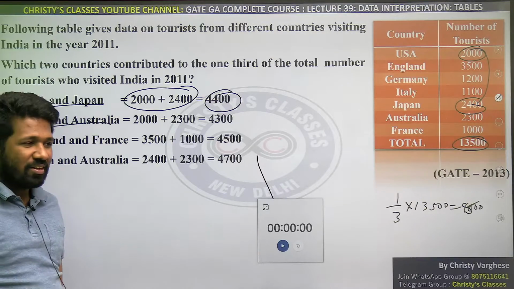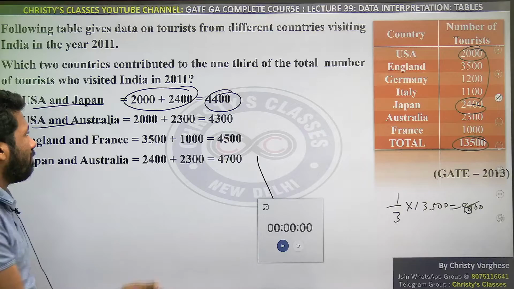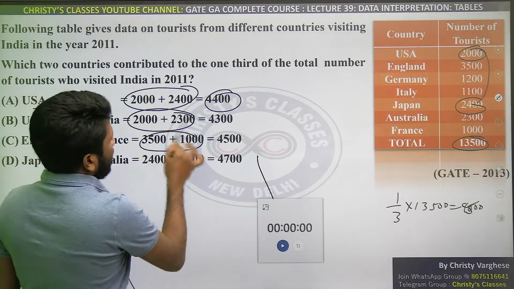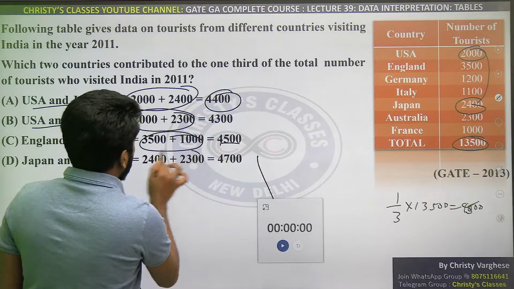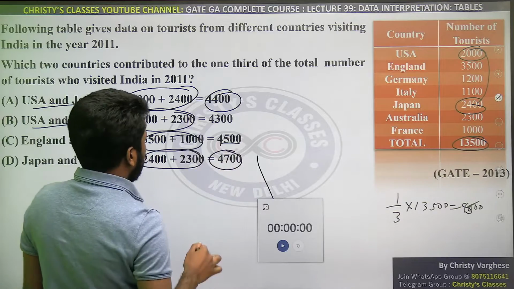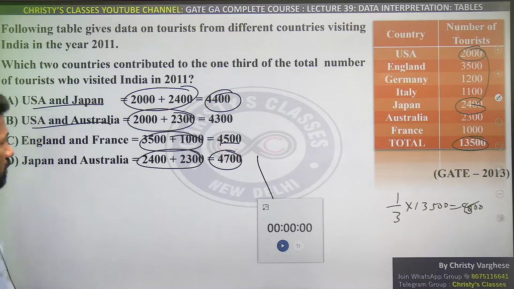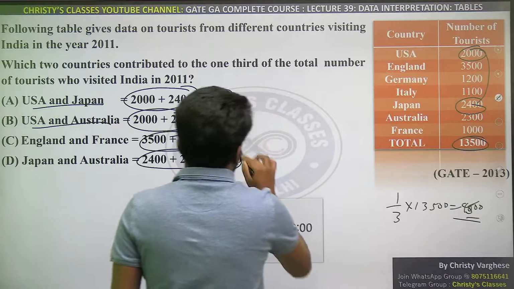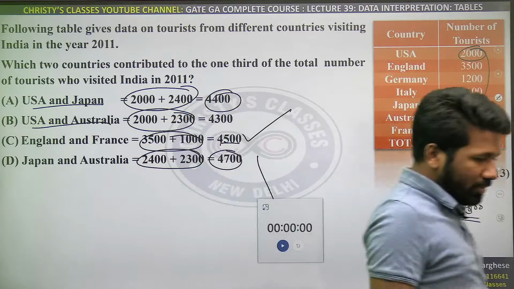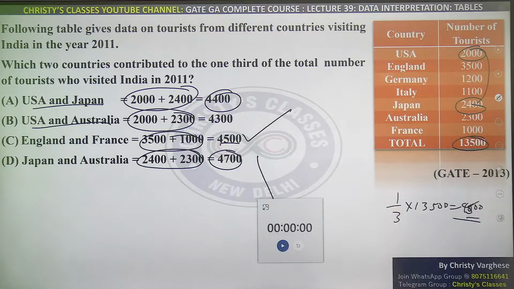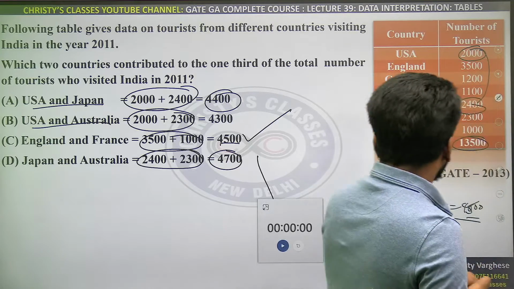That's the only thing. The question is so silly. School level question. So 3,500 plus 1,000. 4,500. 2,400 plus 2,300. 4,700. So these are the four options. Which is matching with 4,500? Option C. Very simple, right? Very simple question. So that is how to do this question.